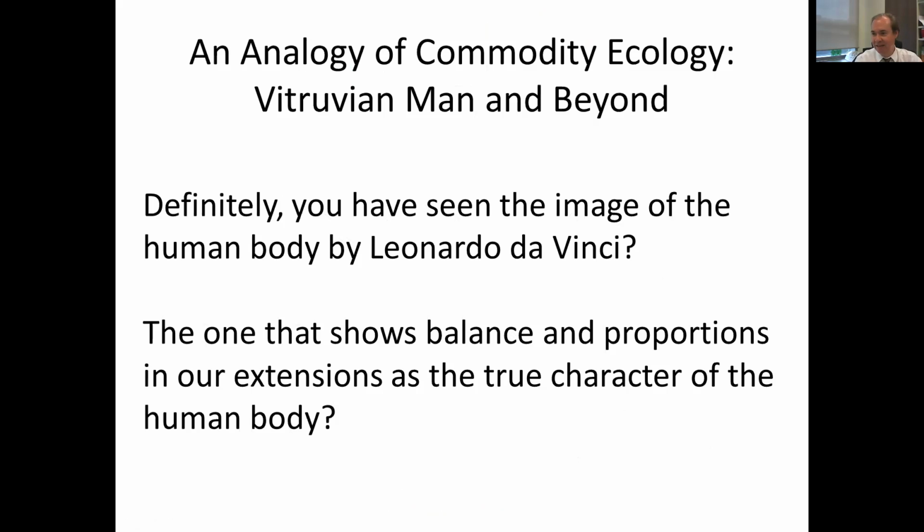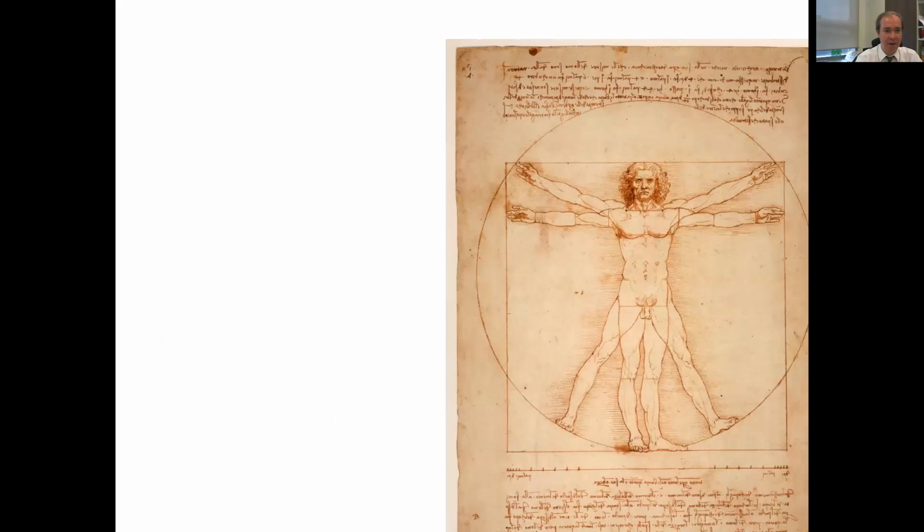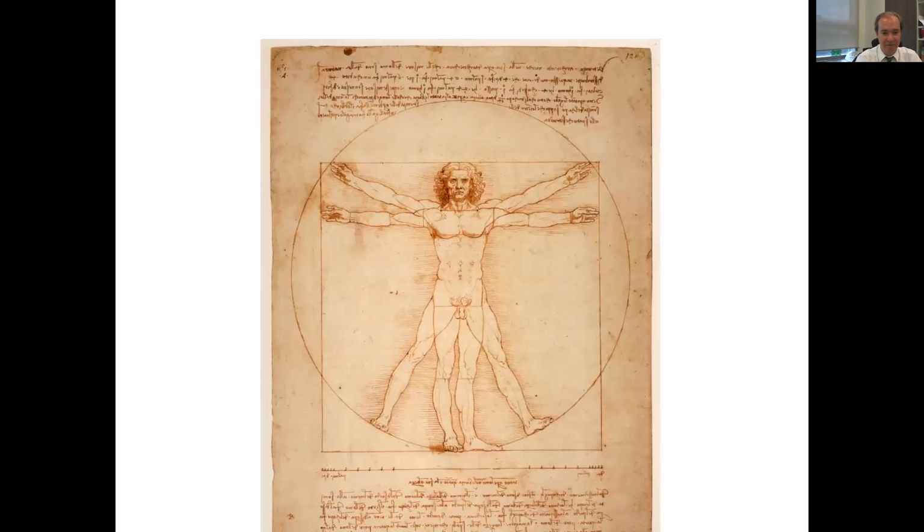Vitruvian Man. You may have seen this image, but didn't know it was called Vitruvian Man. It shows the balance and proportions of all of our bodies, where you have the body drawn by Leonardo da Vinci, with his arms outstretched and the legs outstretched. This is the Vitruvian Man, drawn on paper in 1490.